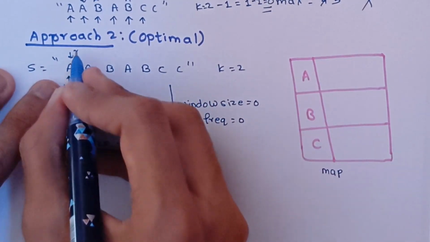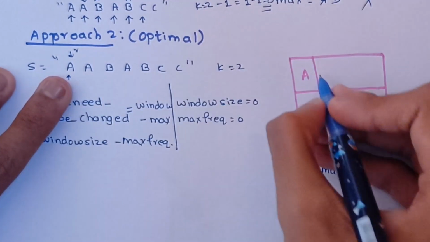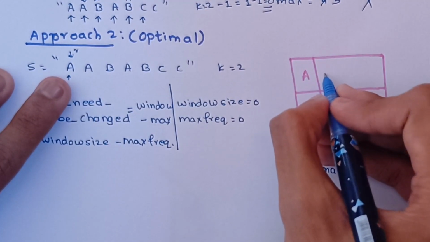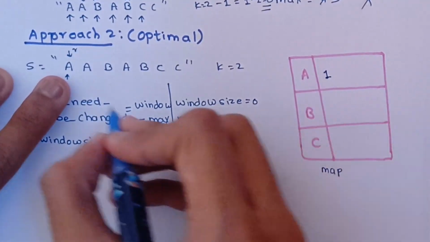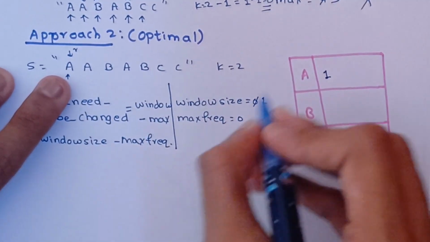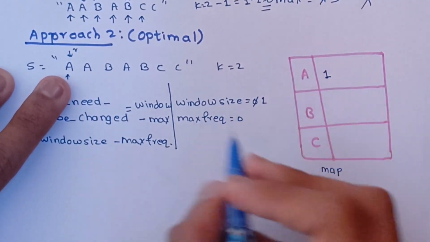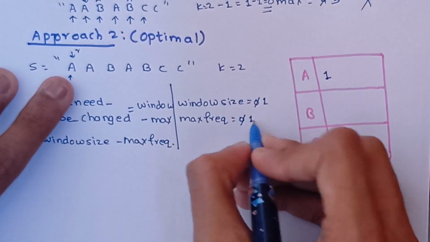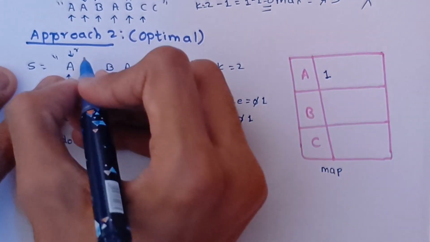Now we are at the first position, a, so we will increment the frequency of this a in the hash map. Now our a frequency becomes 1, and window size becomes 1, and the maximum frequency will decide whether 0 is greater or 1 is greater, so it will become 1. Now again the right pointer will come here.